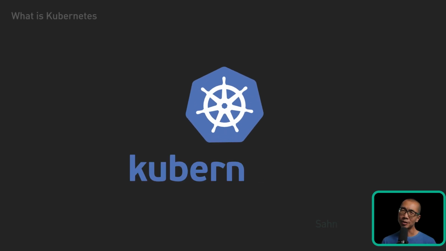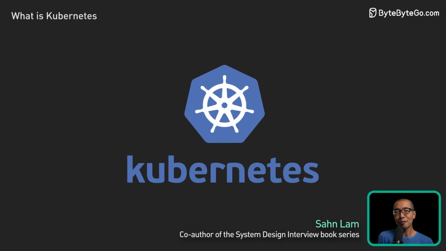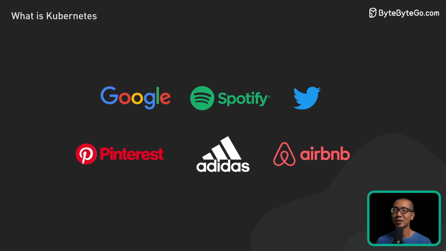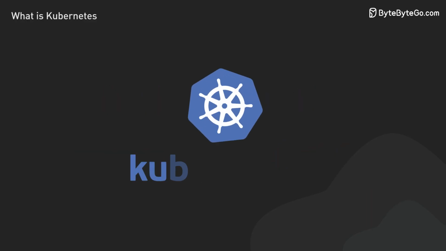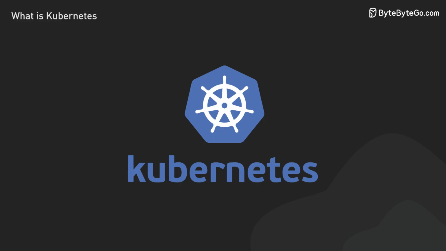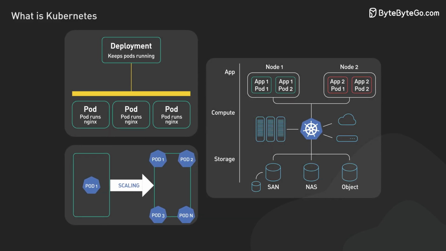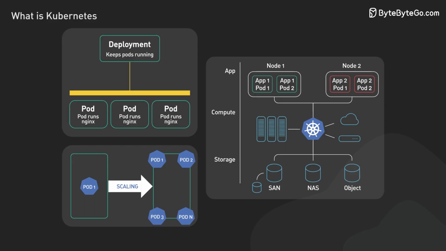What is Kubernetes? Today we're going to unpack this powerful platform and understand why it's become a popular tool for scaling modern software stacks. So what exactly is Kubernetes? At its core, Kubernetes is an open source platform designed to automate the deployment, scaling, and management of containerized applications.